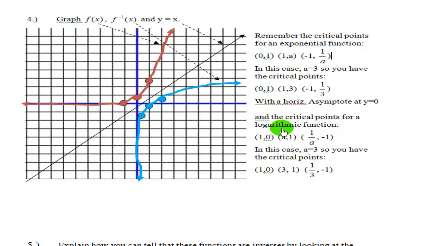The critical points for a logarithmic function are the inverse of those points. Instead of 1, 0, you get 0, 1. Instead of 1, a, you get a, 1. Instead of negative 1, 1 over a, you get 1 over a, negative 1. Because a equals 3, we have log base 3 of x; the general case is log base a of x. So you have 1, 0, which is over 1, up 0, and you have 3, 1, over 3, up 1.